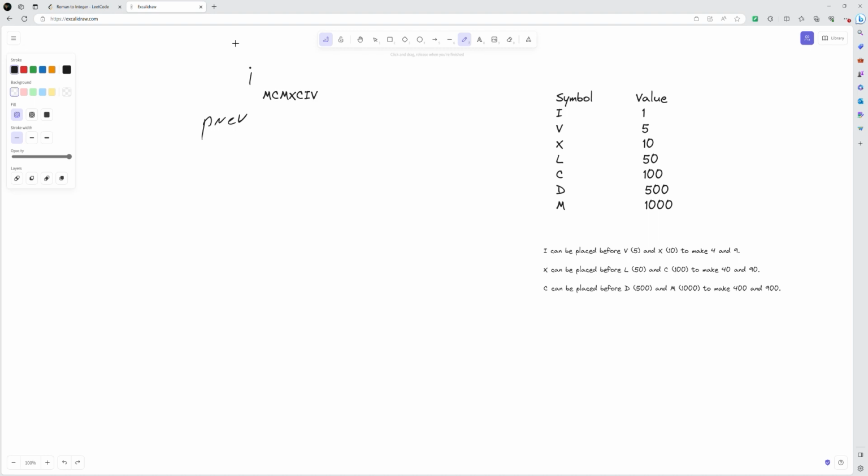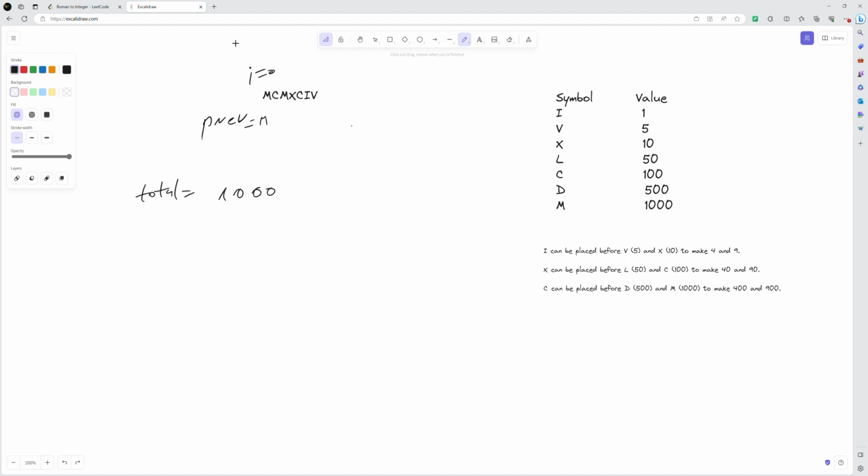And each time we will just add the value that the current symbol the pointer is pointing to maps to. So, for example, we set i to 0, and our first value is M. M maps to 1000, so we will just add 1000. And we will set M as our previous character. Now we will go to C, and we will just add it. We will not look ahead and see what we have next. We will just add it to our total value.